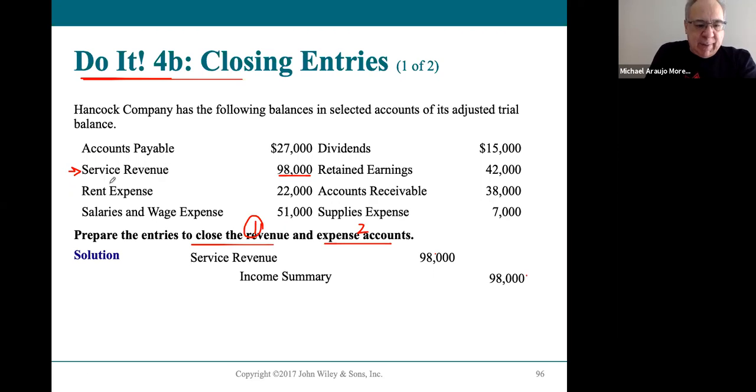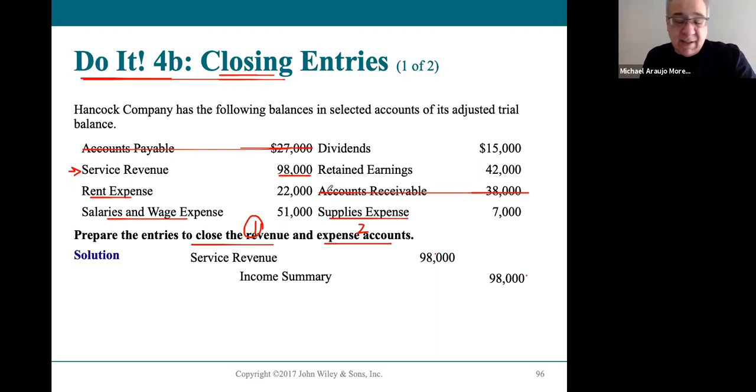Step 2 is close your expense accounts. You have to identify your expense accounts. You've got rent expense, salaries and wages expense, and supplies expense. Remember, the closing entries only use those temporary accounts. Revenue is first, expenses are second, right? So the fact that you have these other accounts here, accounts payable is a liability. It's a permanent account. It doesn't go through this process, so you can ignore it. Accounts receivable is an asset account, which is a permanent account. You can simply ignore it. Right? It has nothing to do with what we're doing here in closing entries.